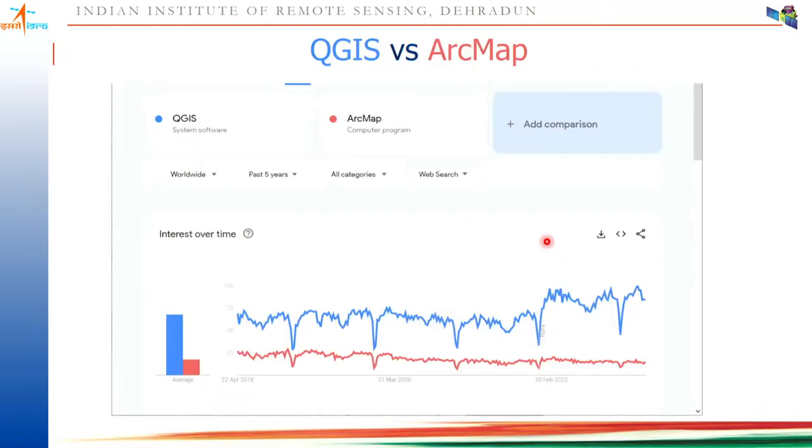Now let us come to actual individual softwares in the FOSS4G, that is free and open source for GIS or geoinformatics domain. QGIS, which is a very popular software in this domain, is evidently popular from this graph that you see, which is taken from Google Trends, which basically accumulates all the data of people searching about these softwares.